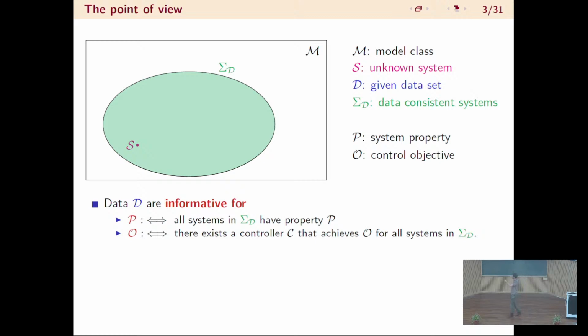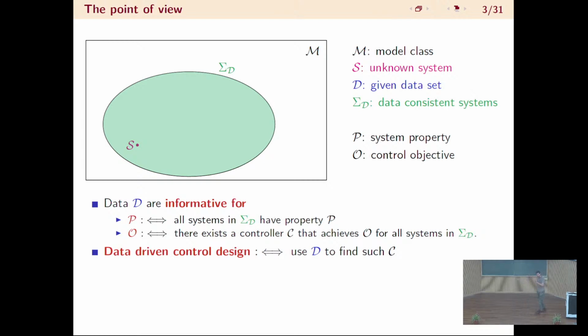Similarly, we call the data informative for control objective O if there exists a single controller, C, that achieves this objective for all the systems in sigma D. So there the goal is to find a single controller that works for all these systems consistent with the data. And I view data-driven control design as using the data D to find such a controller C that works for all these data consistent systems. So that's the framework. Now, yesterday Kanat already talked about a number of problems, both analysis and design problems, all using noise-free data. Now, today I want to continue by also talking about noise.